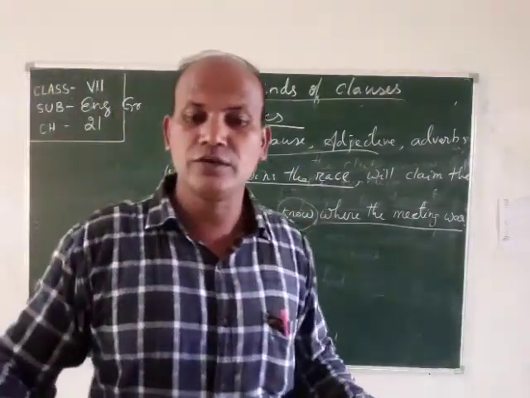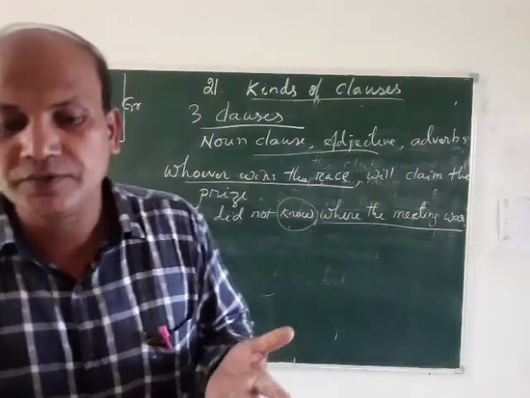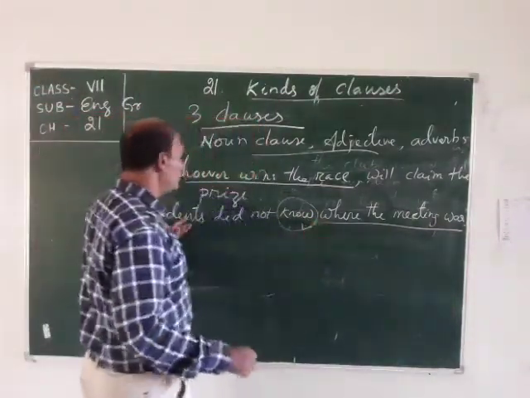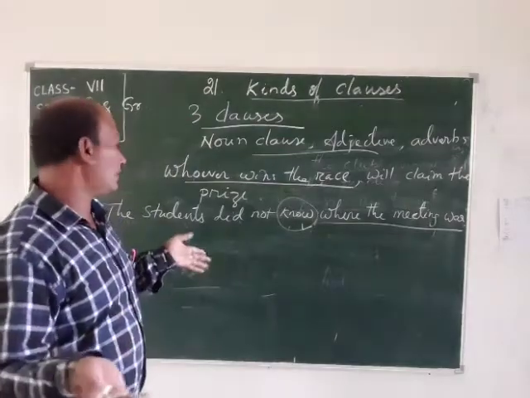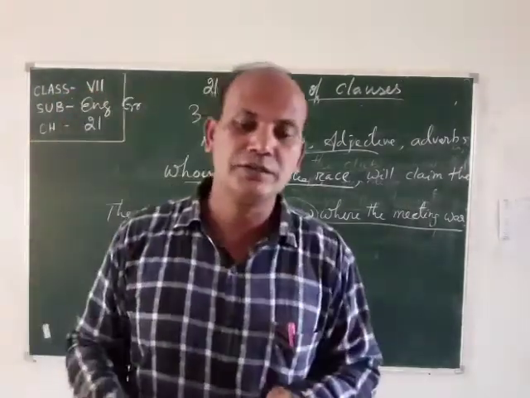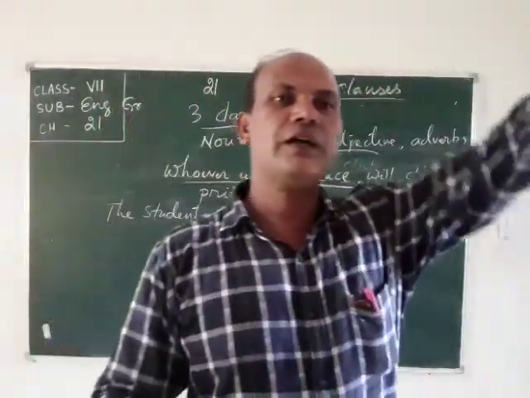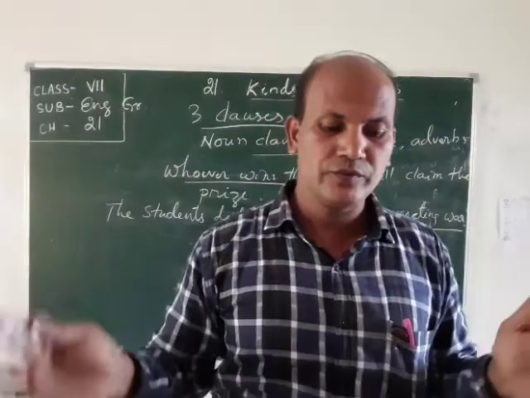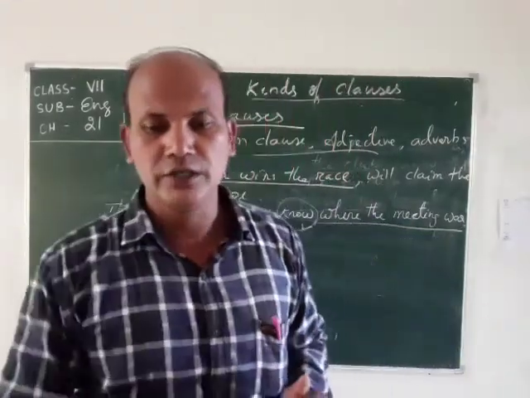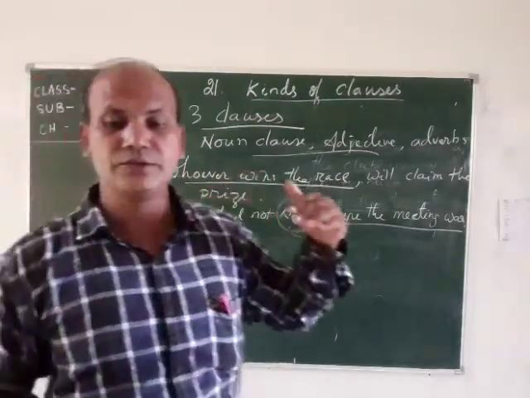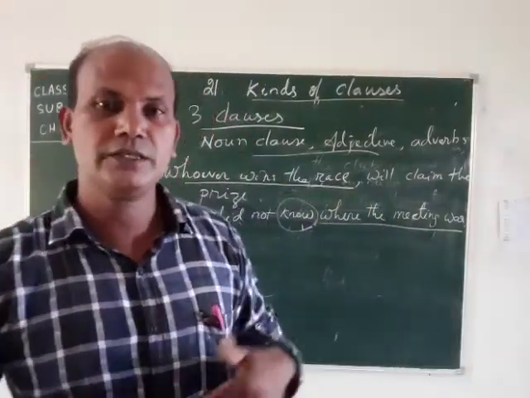Here the noun clause acts as an object of a verb. If it is an object of a verb, that is a noun clause. Okay, so we can say the noun clause can be either a subject part or also an object part. In two ways we can make a noun clause. So do you understand the first noun clause as I discussed? Yes students, do you understand?